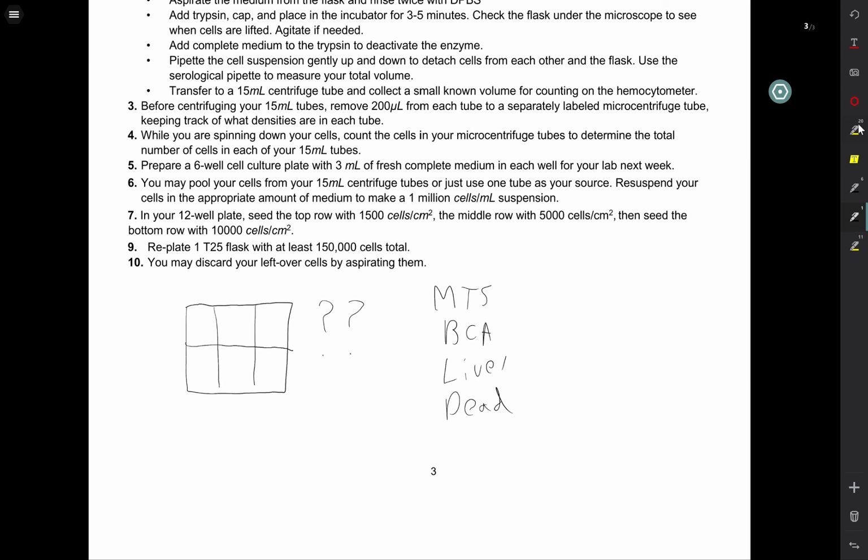So just keep that in the back of your mind. Eventually, for your independent projects, you can use some of these assays to determine if the experimental parameters you adjusted actually affected your cell's proliferation without having to have a time point for each time.